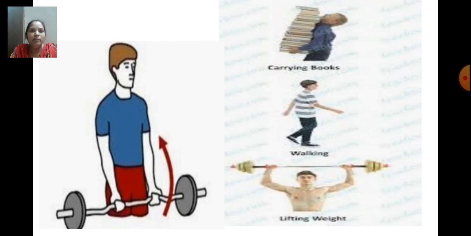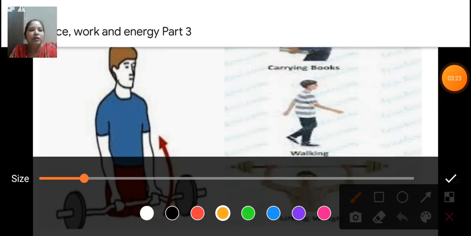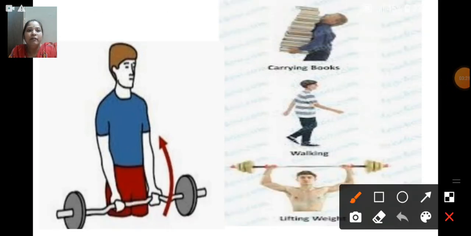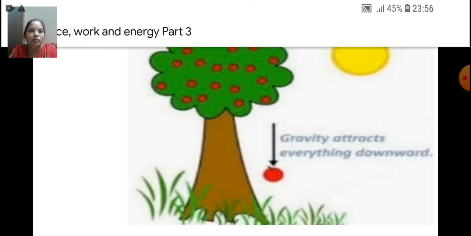Now, can you tell me which type of force is shown in this picture? Yes, this is muscular force. As you can see, the picture depicts muscles being used for doing the work. Here it is the muscles of the leg, and in the other three places it is the muscles of the hand which are doing the work. So this is muscular force, right?